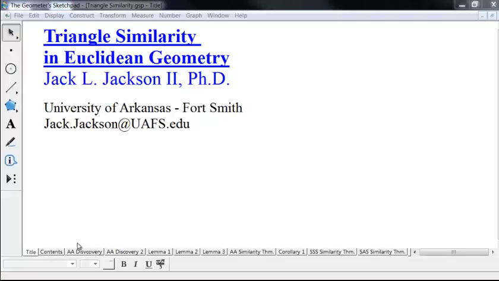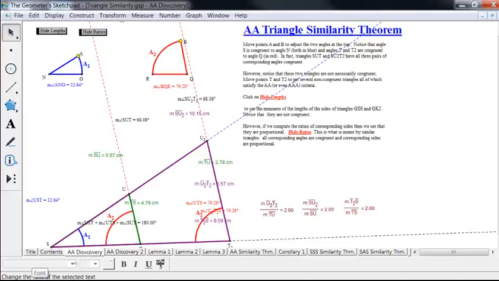This is Jack Jackson. We're going to be looking today at triangle similarity in Euclidean geometry and working our way toward a proof of the angle-angle similarity theorem. So you may have seen this before. Hopefully you've done this before.